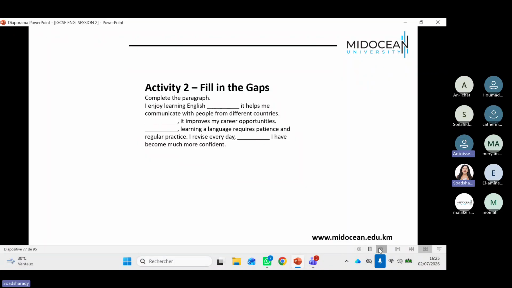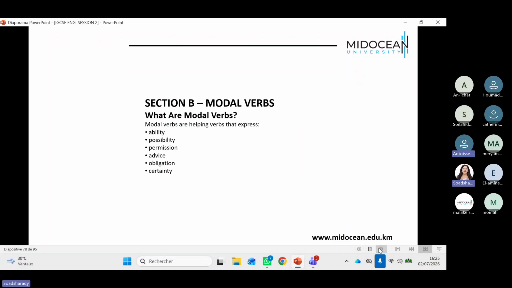Okay. Now let's move on to talk about modal verbs. So modal verbs. What are modal verbs? Modal verbs are helping verbs that express ability, possibility, permission, advice, obligation, or certainty. Okay.